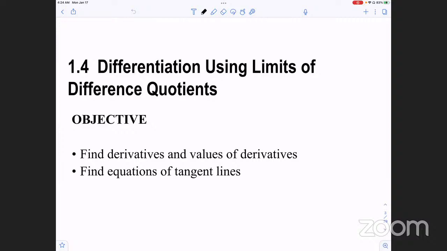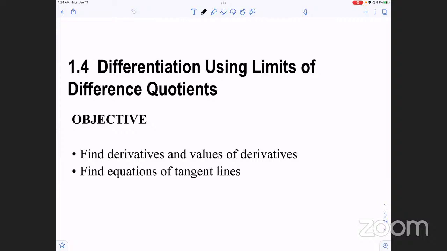So now we want to introduce this idea of differentiation using limits of difference quotients, right? Towards the end of the last section, we were seeing how the slope was affected as that second point got closer and closer to the first point. That h was just some small change in x. So now let's take a limit as h tends to 0. As h gets closer and closer to 0, what is this slope giving us a sense of? Okay, so some objectives here: we'd like to find derivatives and values of derivatives.